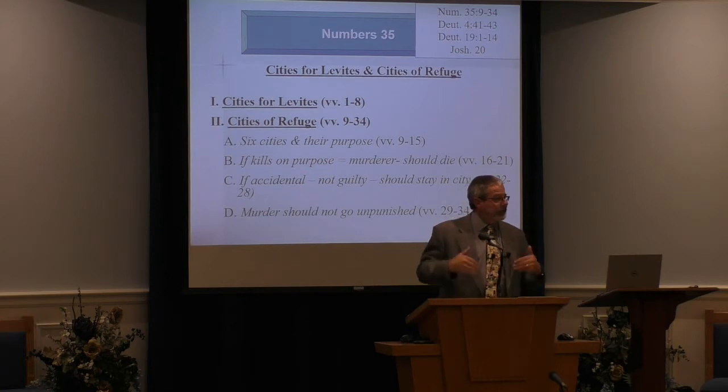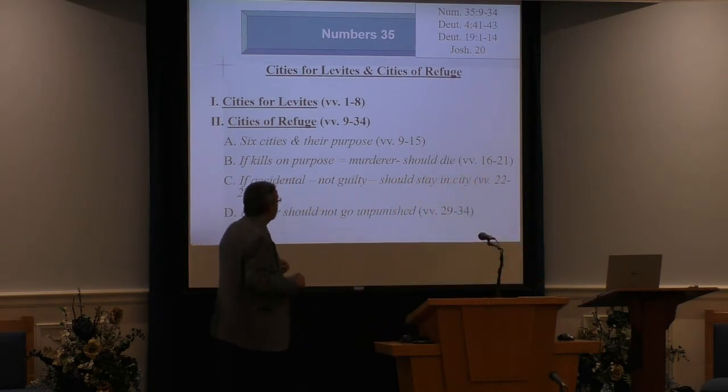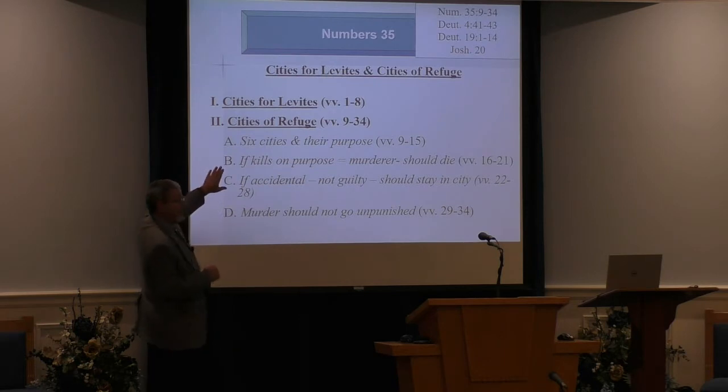And so this kind of tells us what's going on in the chapter. So let's talk about Numbers 35 just for a moment and what it says about the cities of refuge. We'll come back to Numbers 35, 1 to 8. That's the cities for the Levites. So beginning at verse 9, we have the cities of refuge.